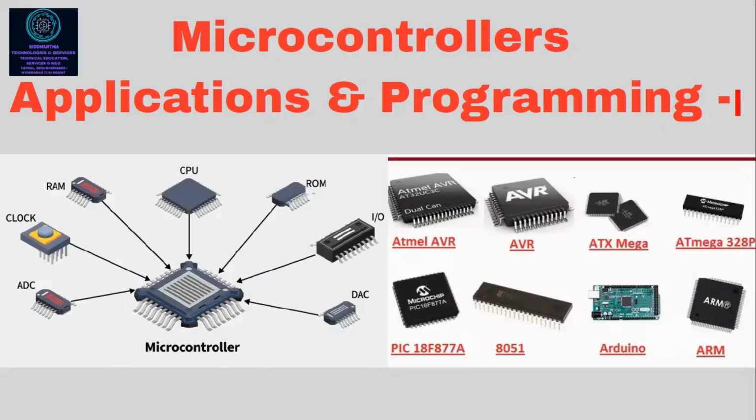As you can see down below in the picture, there is a microcontroller. What are the other things which are there inside? That is CPU, ROM, IO, DAC, that is digital to analog converters, clock, and ADC, all these things. On the right-hand side, different types of chips you can see, that is ICs, which are nothing but microcontrollers.